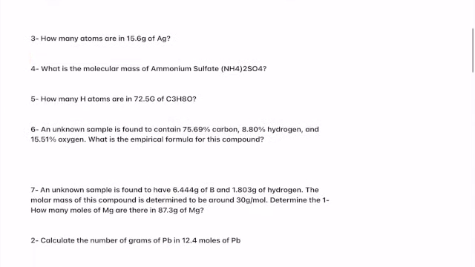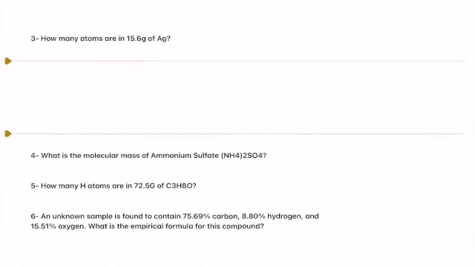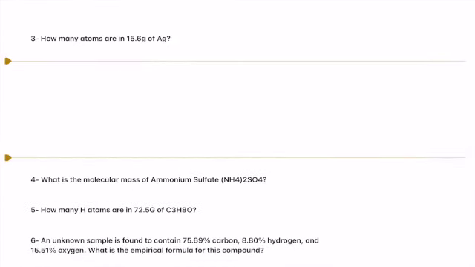We move on to 3. 3 asks us how many particles, how many atoms are in 15.6 grams of silver. We don't have anything that goes directly from atoms to grams, so we know that this is going to be a multi-step conversion in our dimensional analysis. We take 15.6 grams of silver, our given. The first thing we need to do is eliminate grams and convert it to moles.